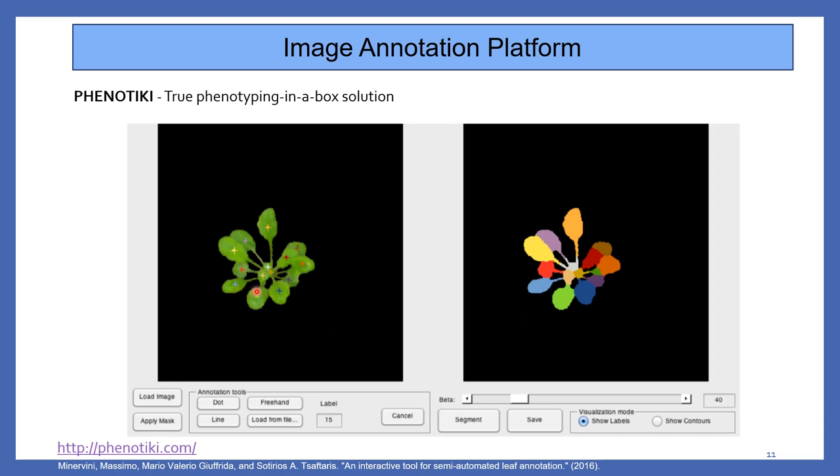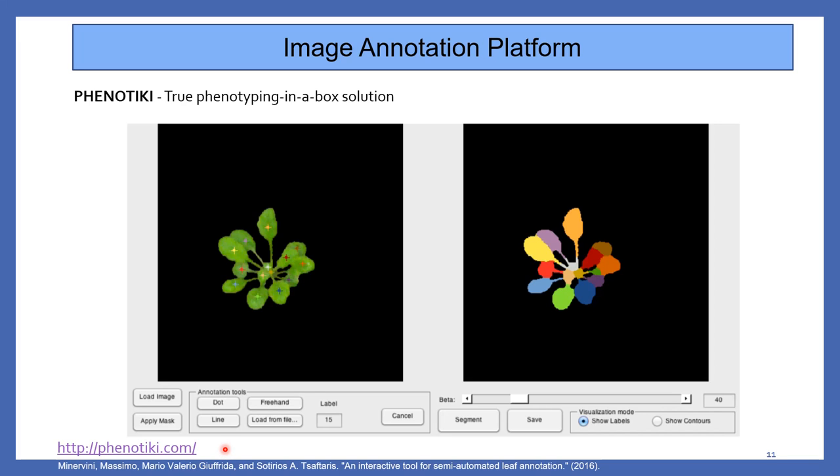First, the annotator provides pairs by dots, lines, or here by this cross sign. The algorithm, using a random walk formulation, finds a good pair leaf segmentation. This work was published in 2016 and you can have access to the application freely through this link.